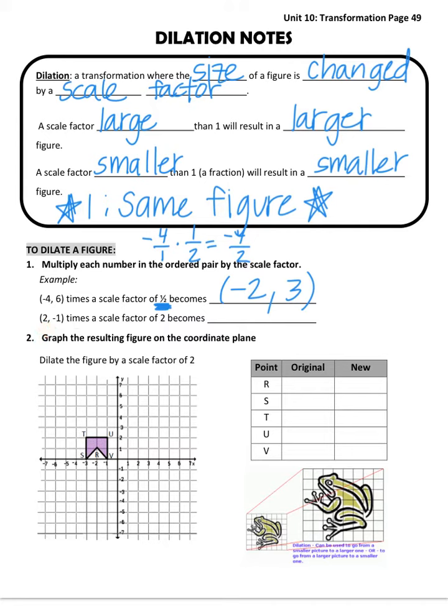Okay, so 2, -1 times the scale factor of 2. That's going to make it bigger. So 2 times 2 is 4. -1 times 2 is -2. So we have this shape down here, RSTUV. R is at -2, 1. S is -3, 0. T is -3, 2. And U is -1, 2. V is -1, 0. We're multiplying by a scale factor of 2.